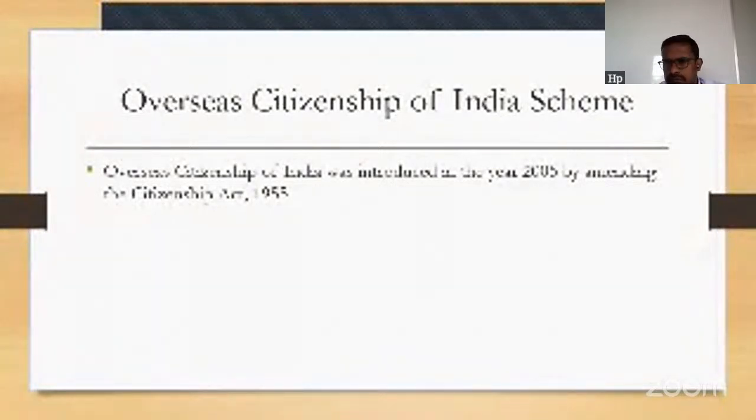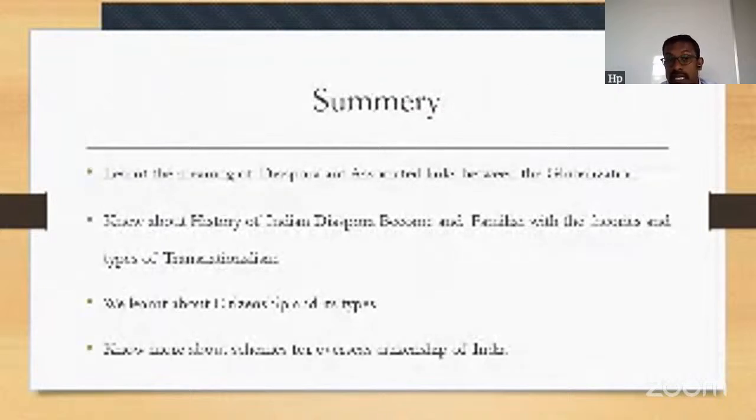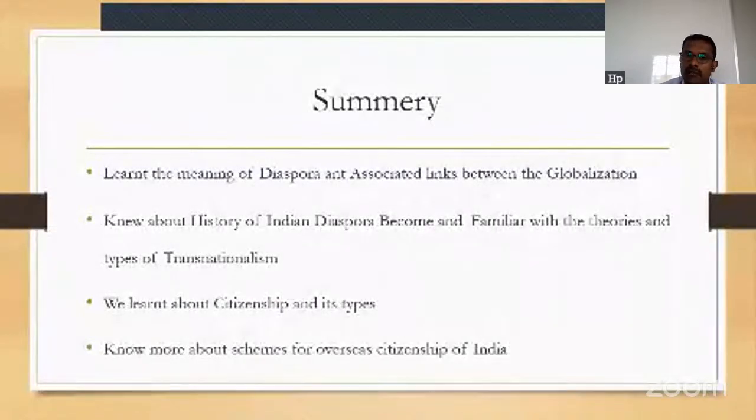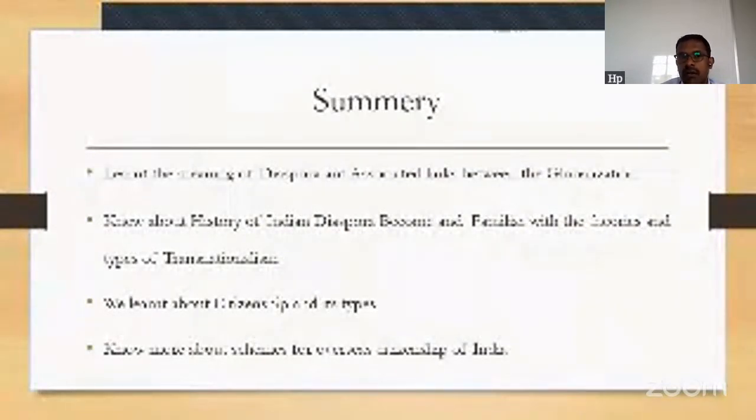So for this we learned the meaning of diaspora and the associated links with globalization. Over the course of this session, we learned about the history of the Indian diaspora and became familiar with the theories and types of transnationalism. We learned about citizenship and its types, and we learned more about the schemes of overseas citizens of India.